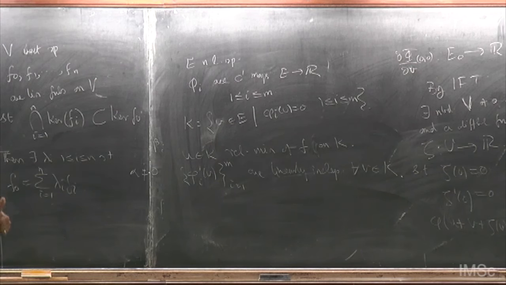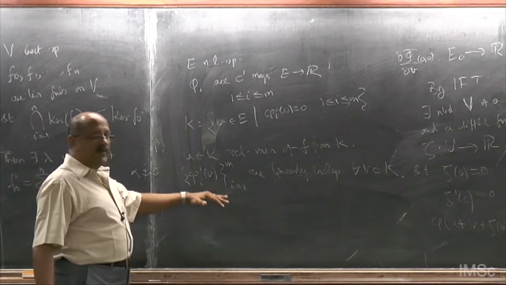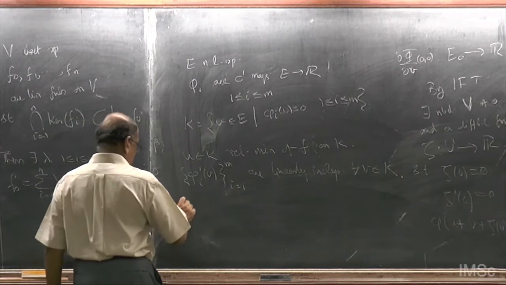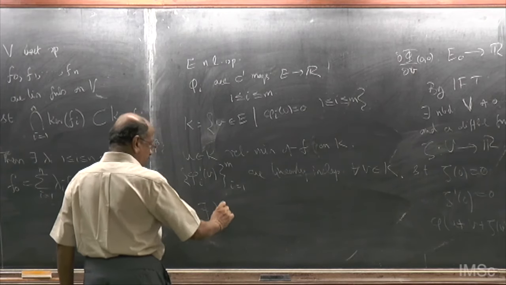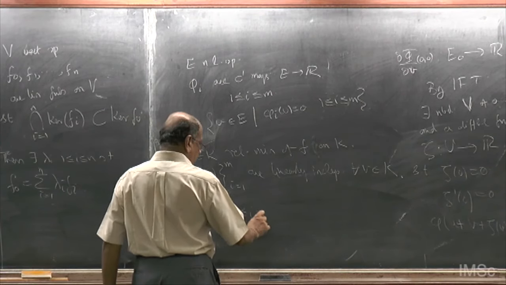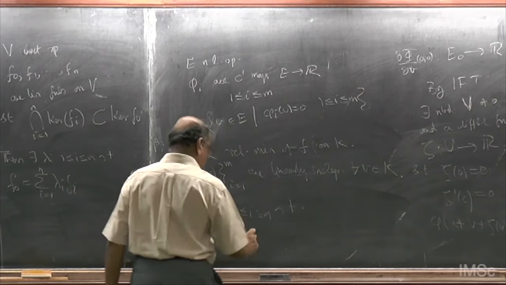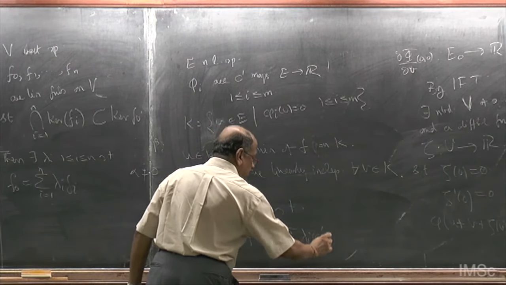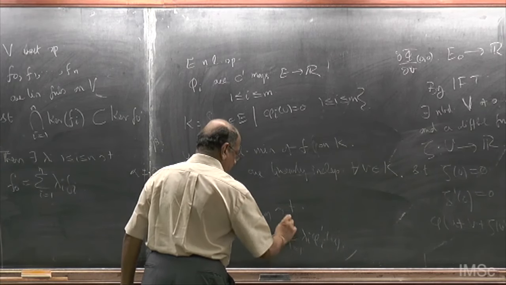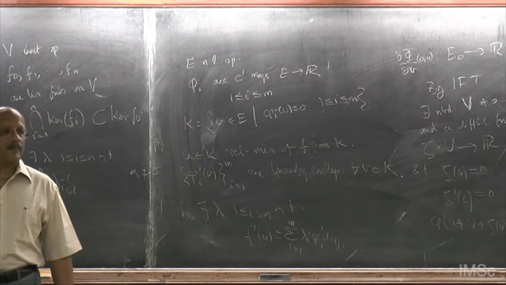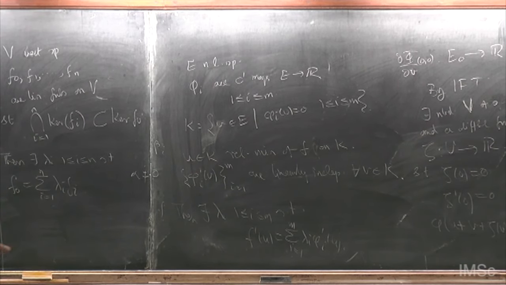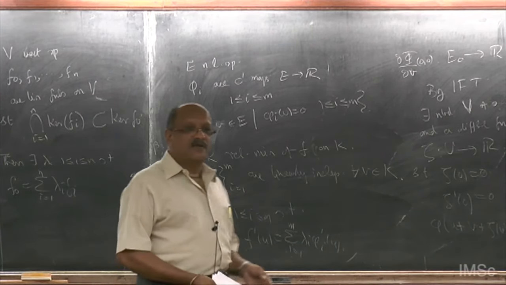When I had only one constraint, I said it is non-zero. When I have m constraints, I say that these vectors are all linearly independent. Then there exist lambda i, 1 less than or equal to i less than or equal to m, such that f dash of u equals sigma lambda i phi i dash. These lambda i's are called the Lagrange multipliers.